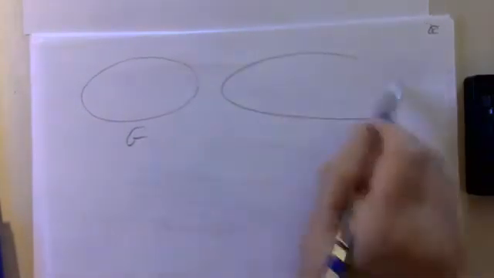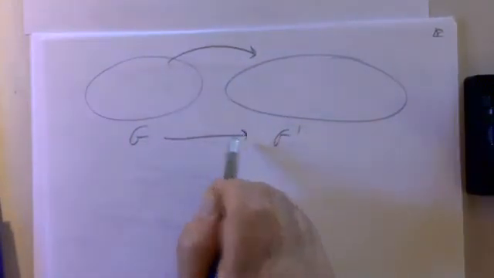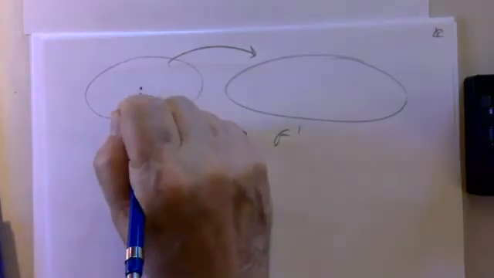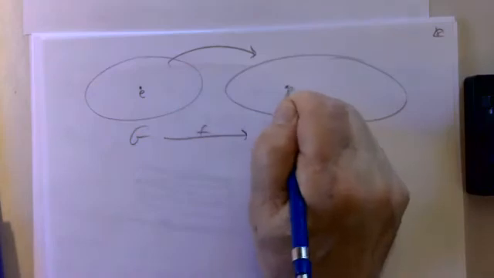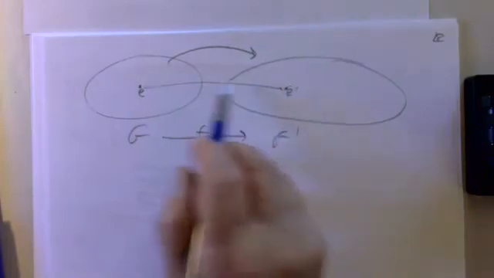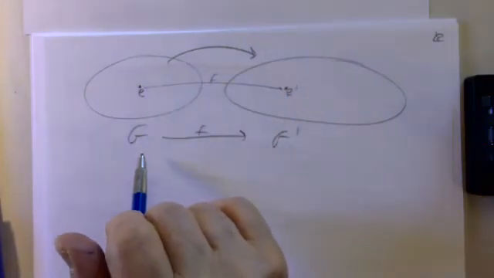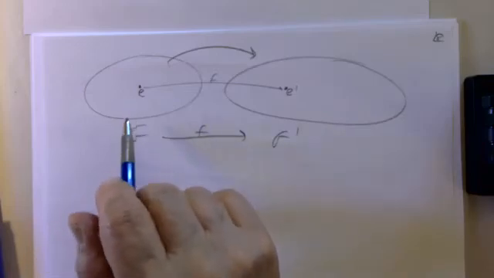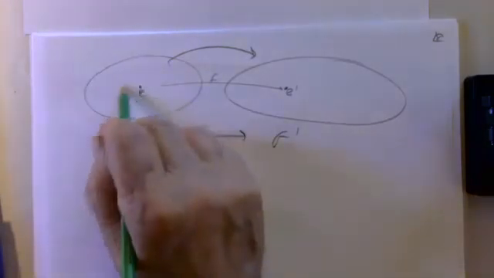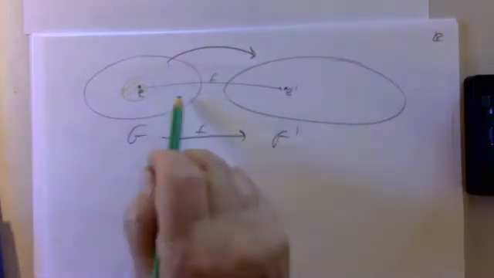So I always like to draw pictures of things. Let's say this is the group G, this is the group G prime, and I have my function f from G to G prime. For example, if I take the identity E in G and the identity E prime in G prime, E gets mapped to E prime under f. In fact, there can be many things in G that get mapped to the identity.